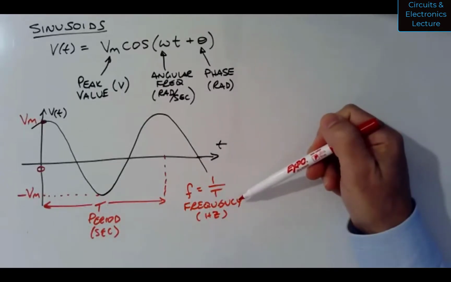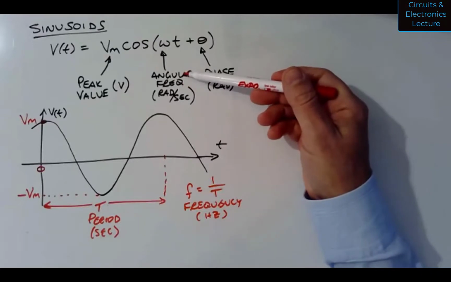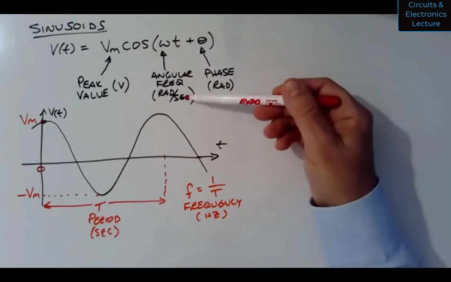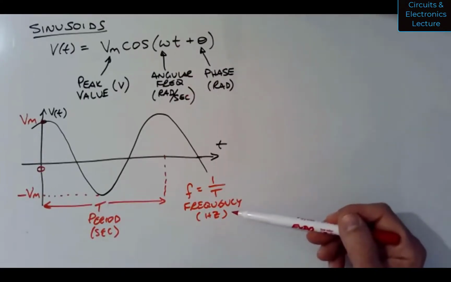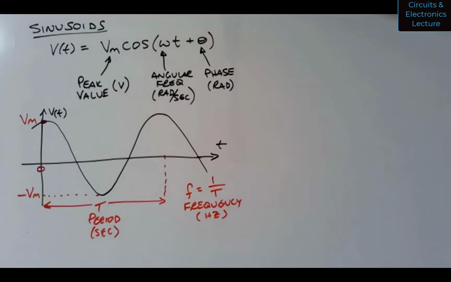I'm calling the f term just frequency and the omega term angular frequency. You can call them both frequency. You just have to understand that when you're working with omega, you're working in radians per second, and when you're working with f, you're working in cycles per second, or hertz. There are 2 pi radians per cycle, so you can convert cycles per second to radians per second. Omega equals 2 pi f. So those are the terms we're going to use generally for a sinusoid.